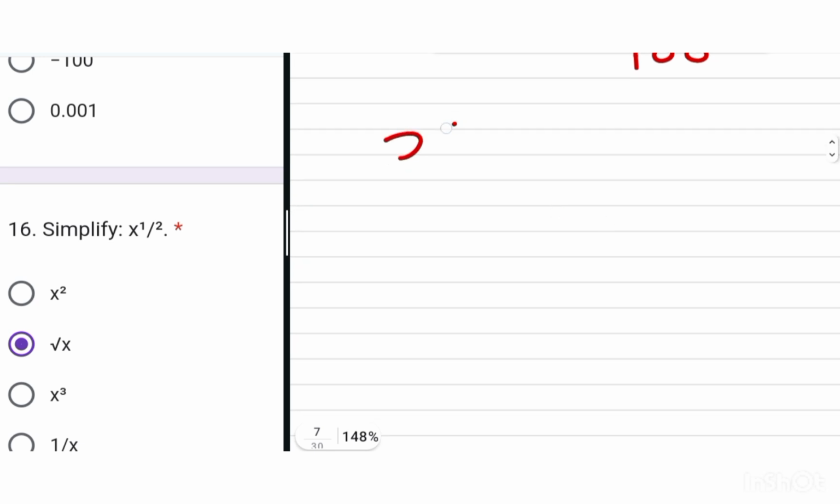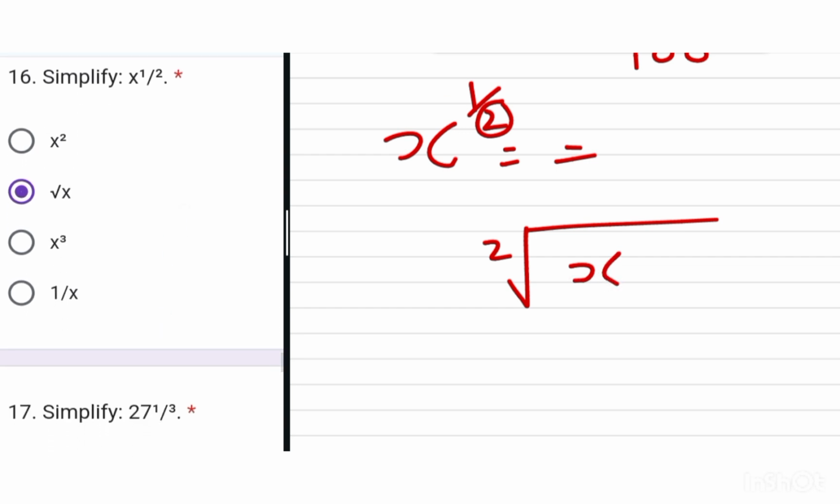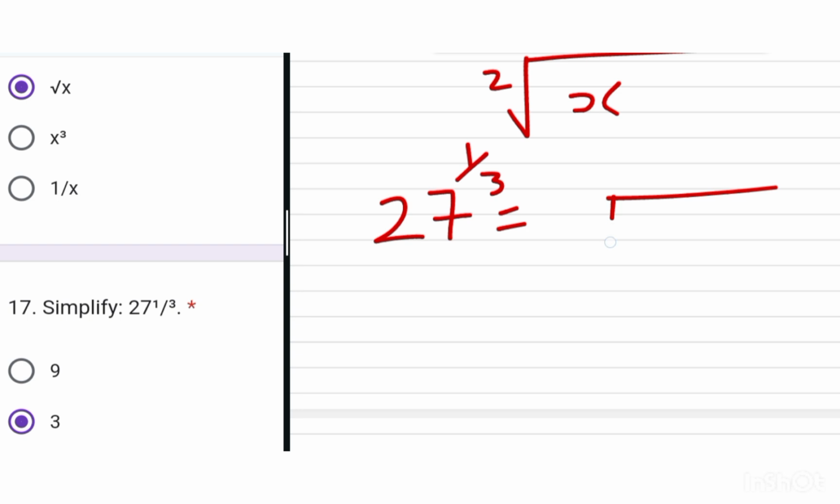Fractional index. Fractional index means root. Raised to power 1 over 2 means square root. Raised to power 1 over 3 means cube root. So x raised to power 1 over 2 means square root of x. Likewise, 27 raised to power 1 over 3 means cube root of 27, which is equal to 3.